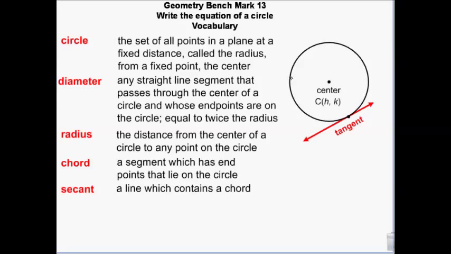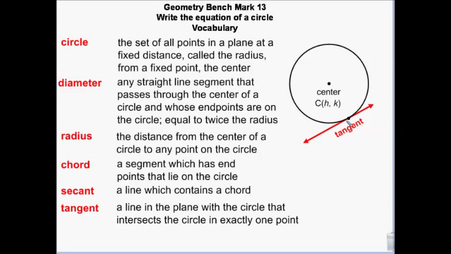A secant is a line that contains a chord. So if I come through like this, this line is the secant, and this part here is the chord. So a secant is basically a line that goes through a circle. And then a tangent is the line that touches the edge of the circle. It only touches in one point. It looks like it's touching all around here, but that's only because we can't actually draw a line as thin as a line technically is. It's really only touching in this one point.